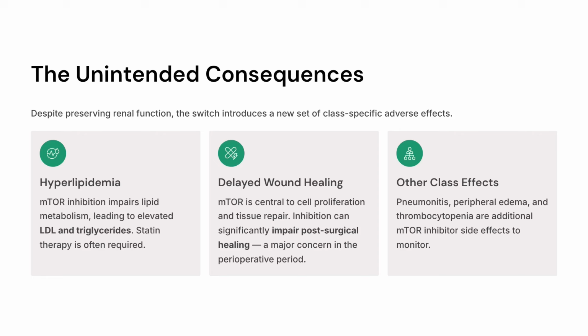Delayed wound healing. mTOR is central to cell proliferation and tissue repair. Inhibition can significantly impair post-surgical healing, a major concern in the perioperative period. Other class effects: pneumonitis, peripheral edema, and thrombocytopenia are additional mTOR inhibitor side effects to monitor.